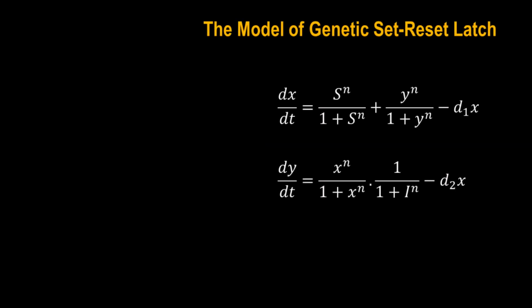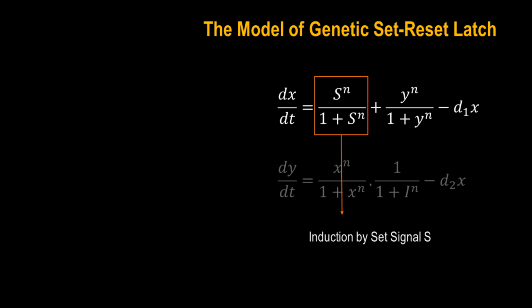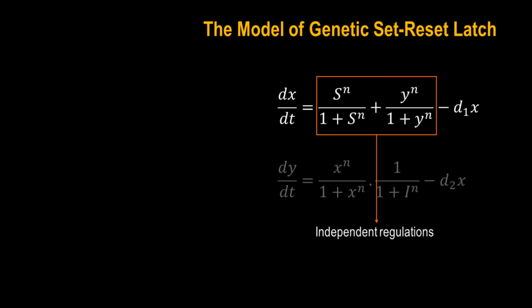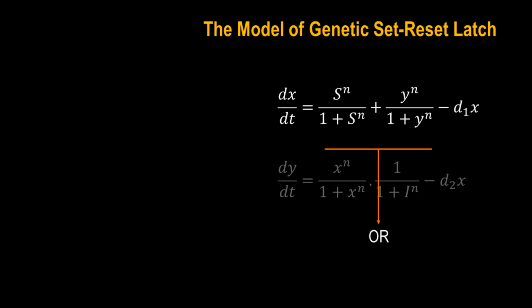Here is the ODE-based model for this genetic circuit. Let's check the first ODE. The first term on the right hand side is a Hill function representing the induction of expression of X by the set signal S. The second term is also a Hill function, but this represents induction by Y. Notice that both Y and S are inducing the expression. However, they are controlling the expression of X independently. So, it is an OR type regulation. The last term in this ODE is for degradation of X.